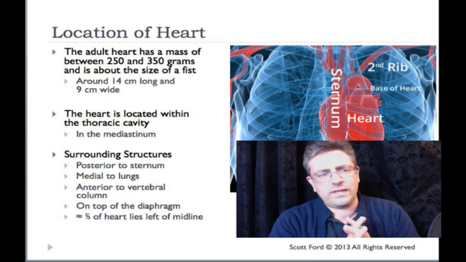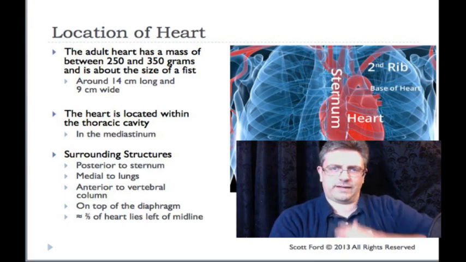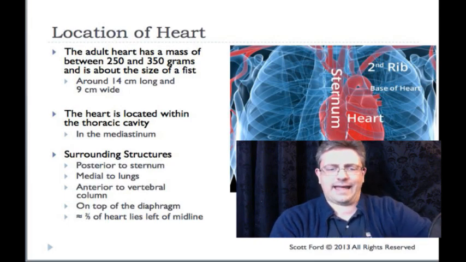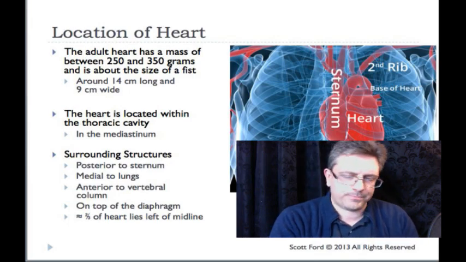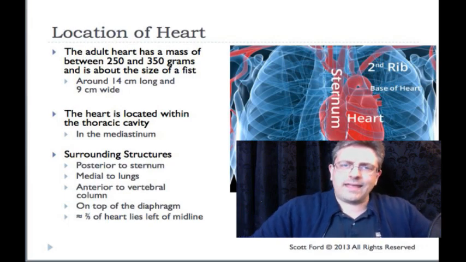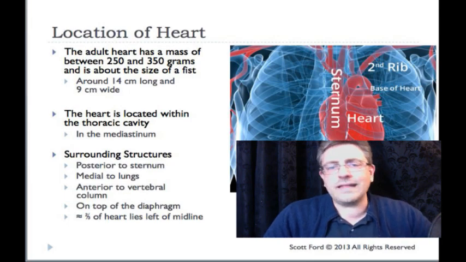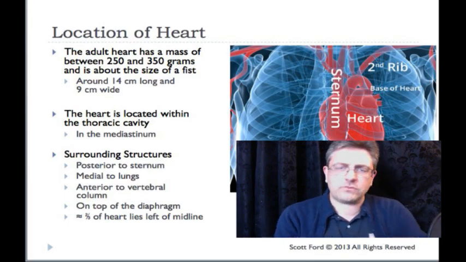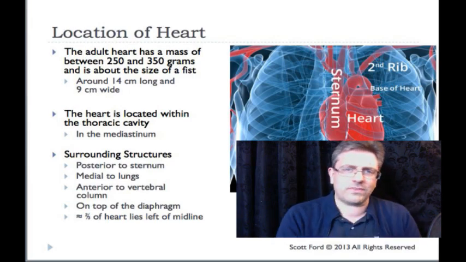Surrounding the heart, we find it's posterior to the sternum, the breastbone, which is translated to dagger, medial to the lungs, so it's in between the lungs, anterior to the vertebral column, that's your backbone, on top of the diaphragm. The diaphragm is a large sheet muscle that separates the thoracic area from the abdominal area. This is a very important muscle in respiration. And about 2/3 of the heart lies left of the midline, so it angles towards the left.